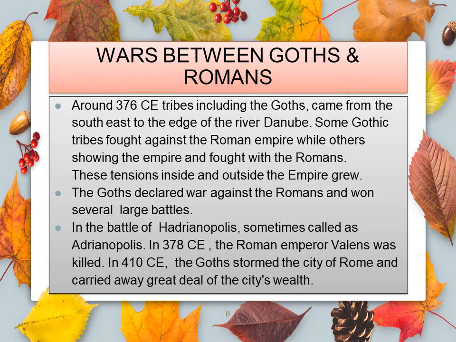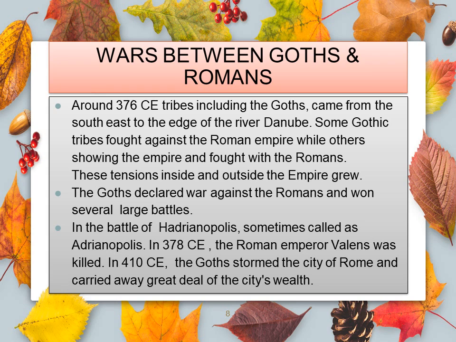Now, since the Goths and the Romans were not getting along with each other, around 376 Common Era, the tribes, including the Goths, came from the southeast to the edge of the river Danube. Some Gothic tribes fought against the Roman Empire, while others felt that they should help the Roman Empire. So they fought with the Romans against their counterparts.